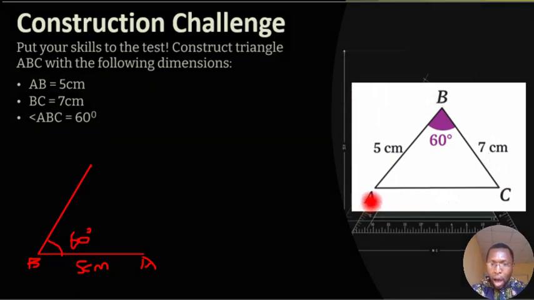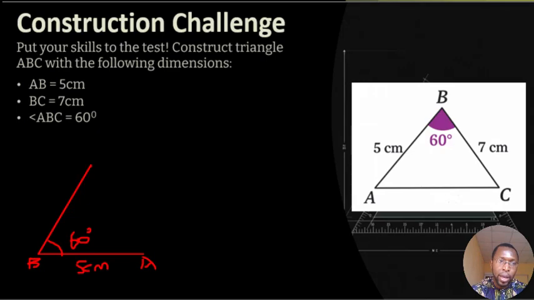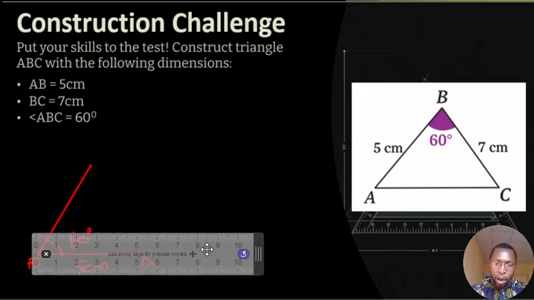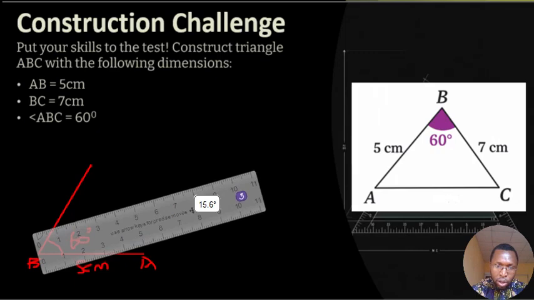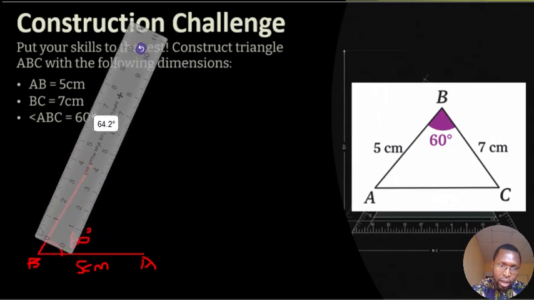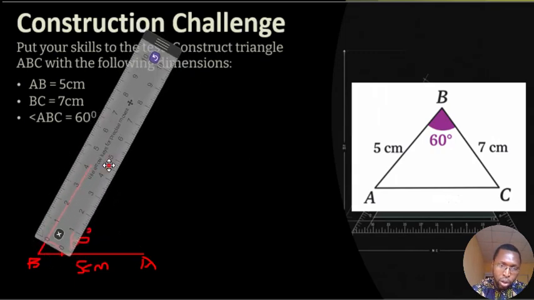Because we have our AB to be 5 centimeters, which we are measuring here, then BC is 7 centimeters. So if A is here, B, then C should be here, and this line should be 7 centimeters. We need to measure that by getting our ruler again, and we have to rotate this ruler on that line to get the measurement we want.